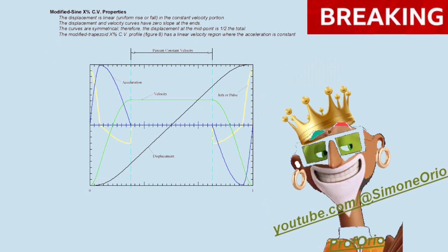Sometimes it's beneficial to use a constant velocity portion in the middle of a modified sine. This we have as a modified sine x% CV. You can change that x% from 0 to 100%. I wouldn't recommend 100%, but you can make that, and sometimes about 50% makes a very smooth profile.